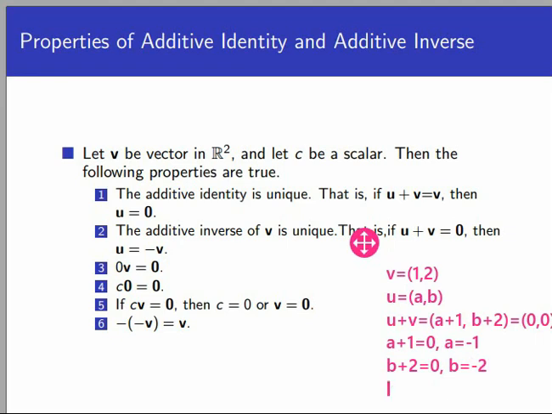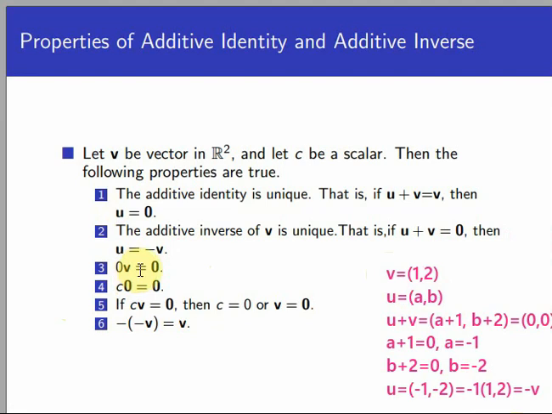Then what is u? u is equal to (a, b), which is (negative 1, negative 2). Then factor out negative 1, which is equal to negative 1 times (1, 2). And here this (1, 2) is v. This is equal to negative v. So u is equal to negative v, the additive inverse.